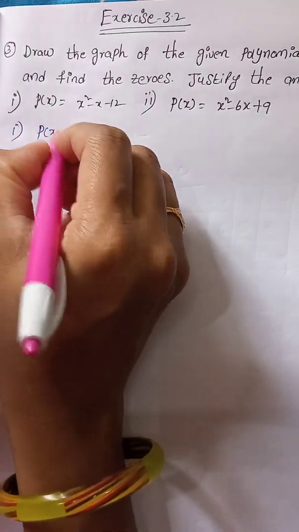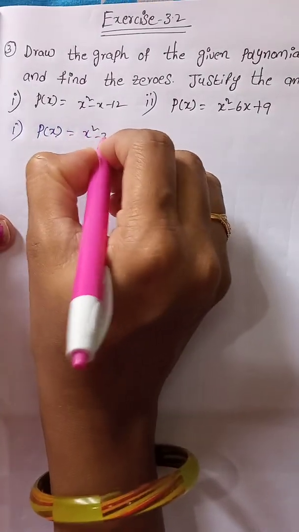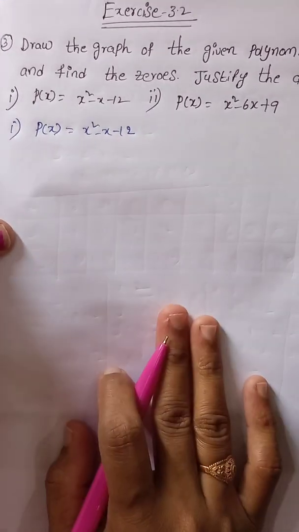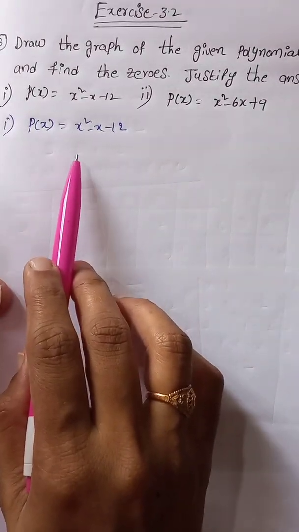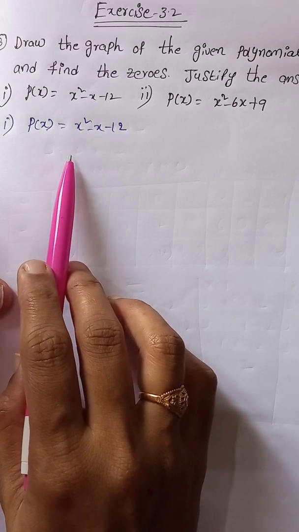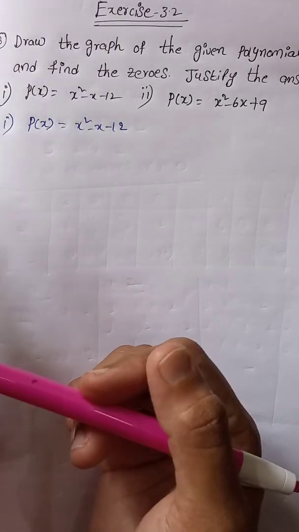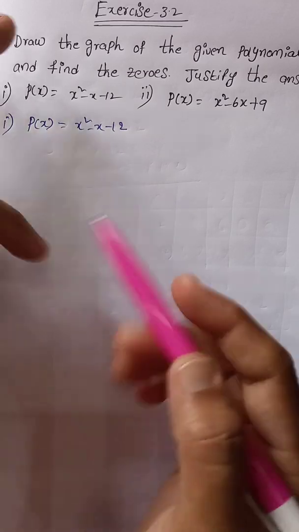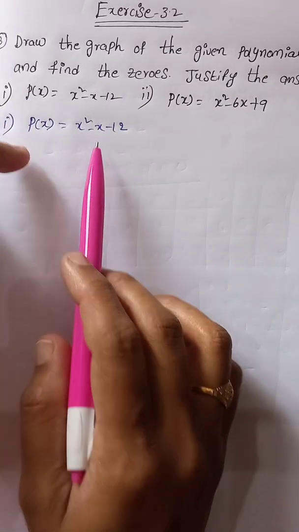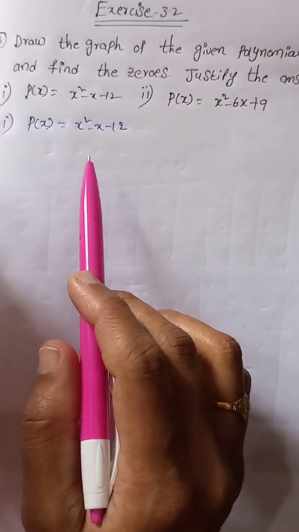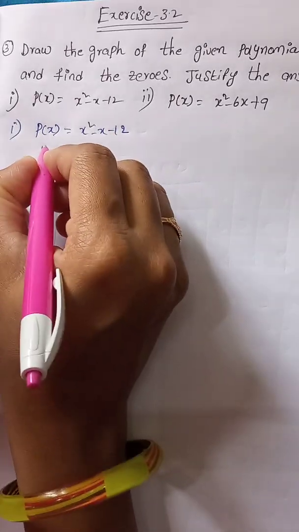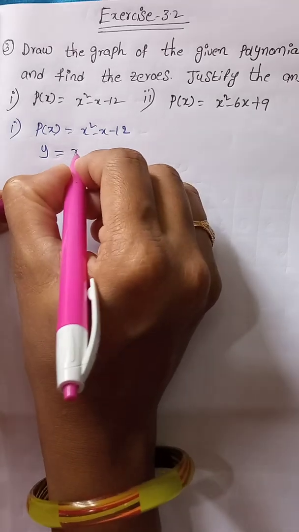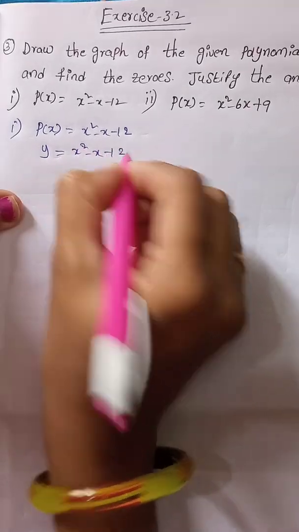P of x equals x square minus x minus 12. First we need to draw the graph for this polynomial and find the zeros of this polynomial. Next we need to justify our answer. To draw the graph of this polynomial we need x and y values. How can we find them? Let us assume this given polynomial as y equals x square minus x minus 12.